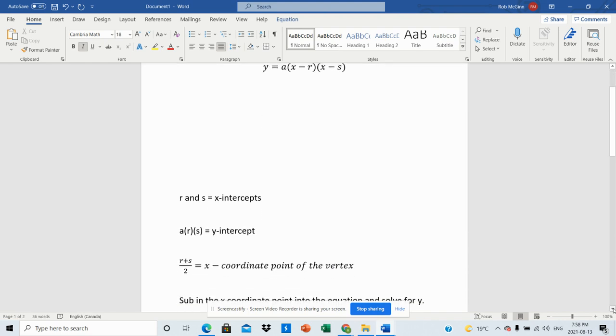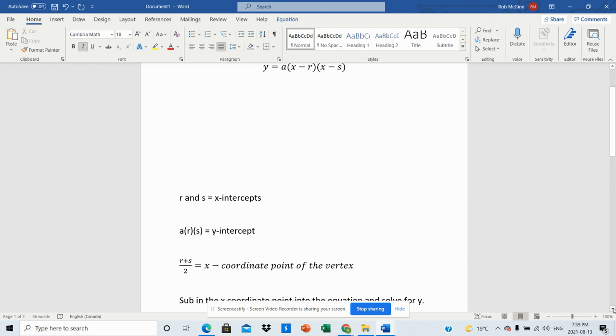Now, we can also find the coordinates of the vertex, and that's because at any point where y is equal, so the 2 points that are on the parabola at the same y value, they're equidistant from the axis of symmetry. And the axis of symmetry cuts our parabola right down the middle. I'll show you with an example. But our axis of symmetry is also the x coordinate for our vertex.